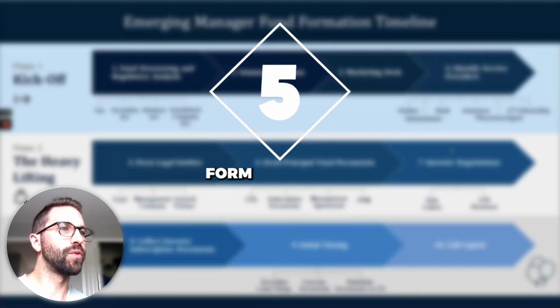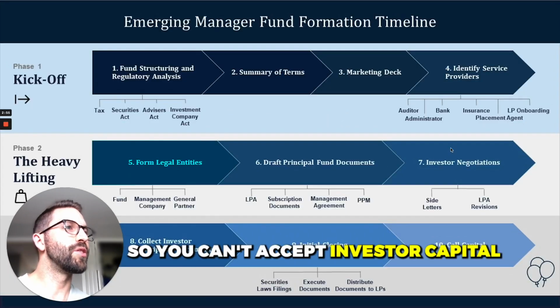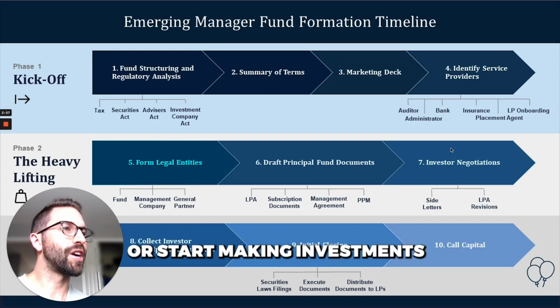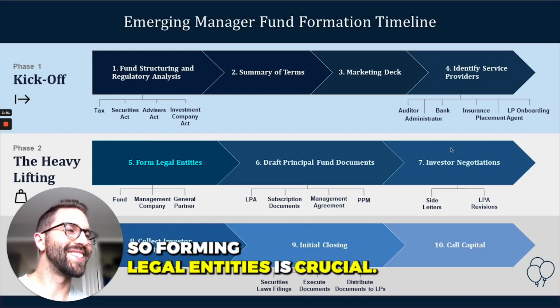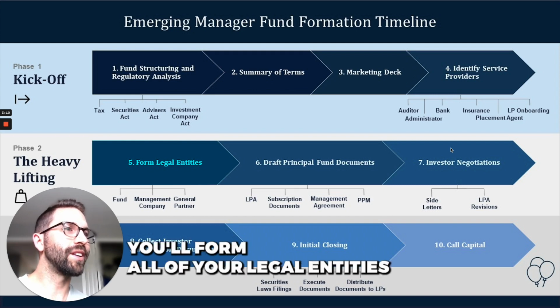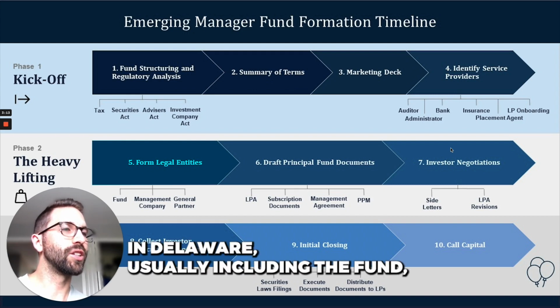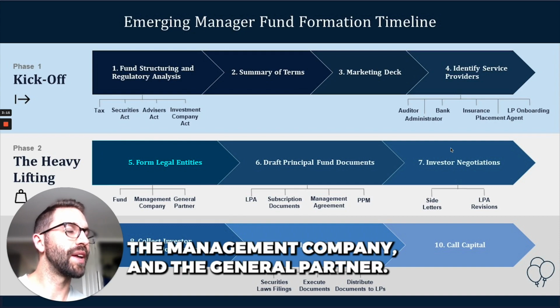Number 5, form legal entities. You can't accept investor capital or start making investments until the fund actually exists, so forming legal entities is crucial. You'll usually form all of your legal entities in Delaware, including the fund, the management company, and the general partner.